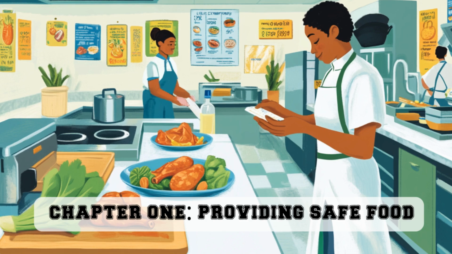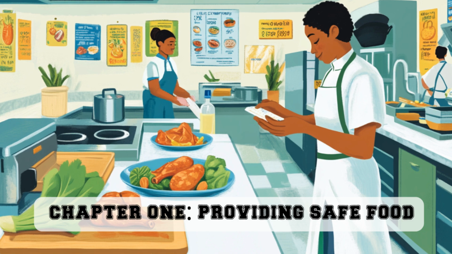Chapter 1, Practice Questions. To test your understanding of the material, here are 10 practice questions. Question 1. What is a foodborne illness? A, a disease caused by an allergic reaction to food. B, a disease transmitted to people through food. C, a disease caused by overeating. D, a disease caused by drinking unclean water. Correct answer, B, a disease transmitted to people through food. This is correct because foodborne illness specifically refers to diseases caused by eating contaminated food.